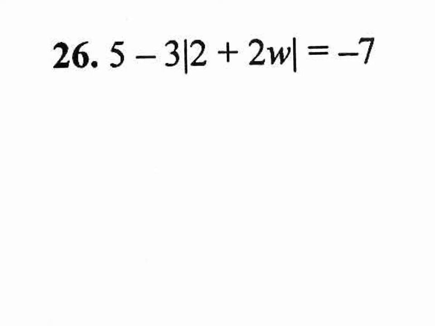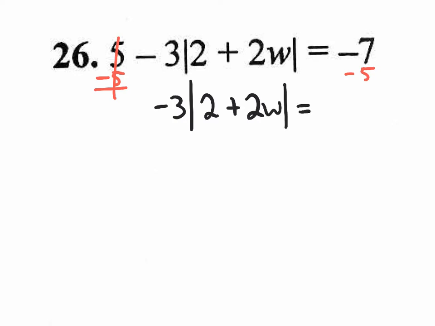What do I do to get the absolute value by itself? Even before that, let's get rid of the subtract 5, right? So that would cancel it out. What I do to one side, I do to the other side, right? Let me rewrite what I have. I have a negative 3 times the absolute value of 2 plus 2w, close absolute value, equals negative 12.